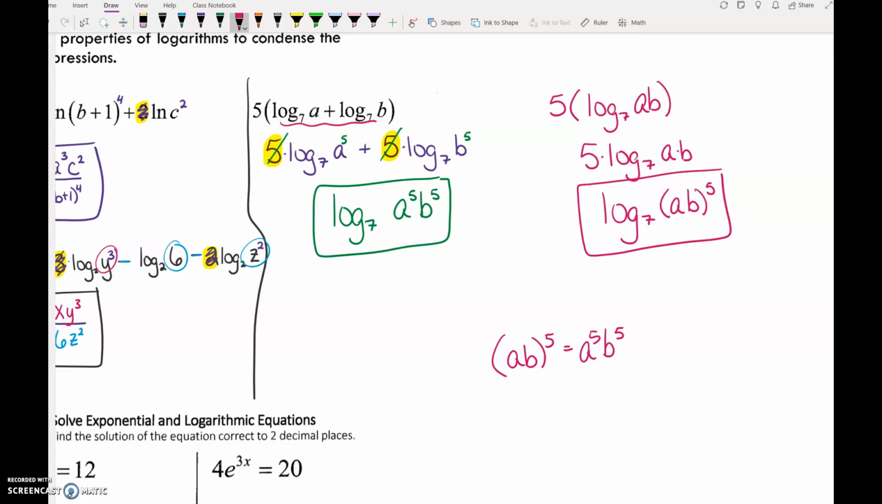I just feel that the green version on the left makes a little bit more sense for how we expand and condense. It's a little bit easier to get to the correct answer than the pink version is. But again, I would accept either answer as correct.